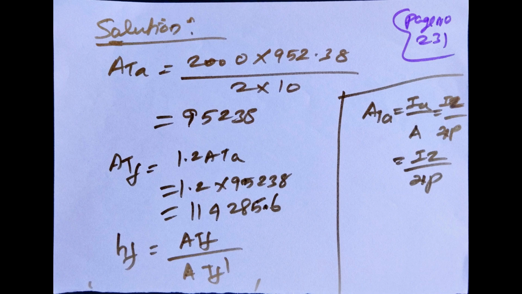Solution. ATa is equal to 2000 into 952.38 divided by 2 into 10. ATa is equal to Ia divided by A, that is Ia Z divided by 2P. ATa value we find is 95238. ATf is equal to 1.2 ATa, 1.2 into 95238 is equal to 114285.6. Hf is equal to ATf divided by ATf dash.